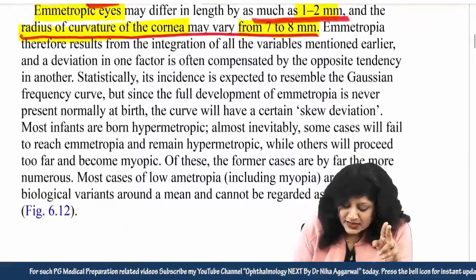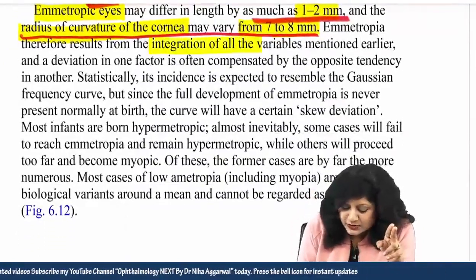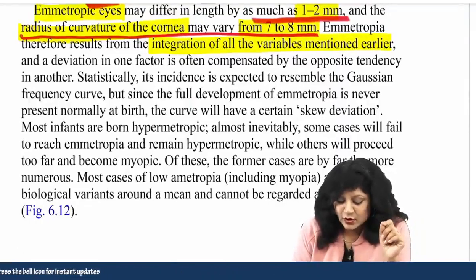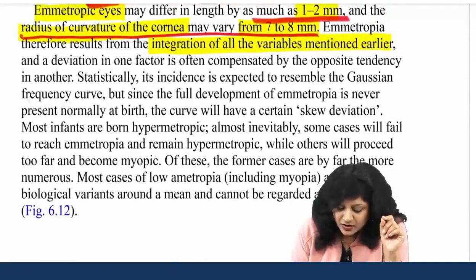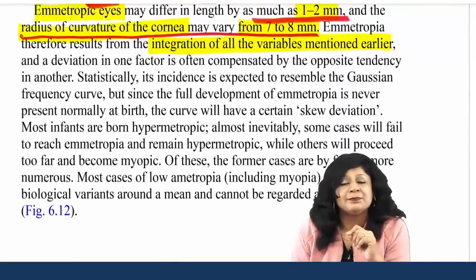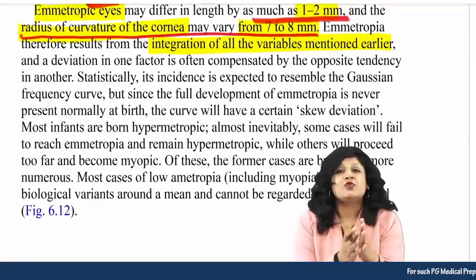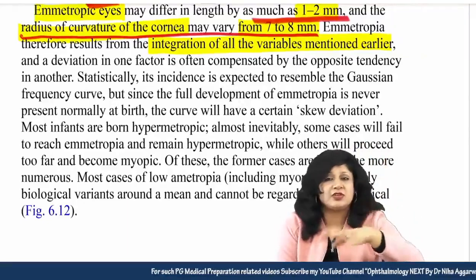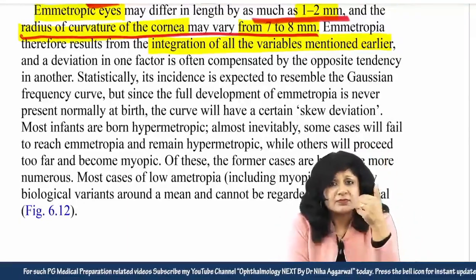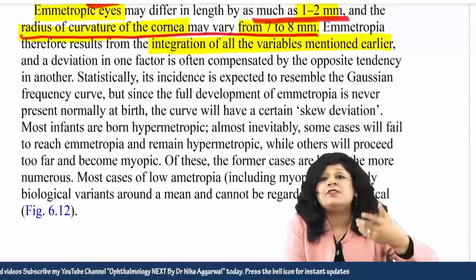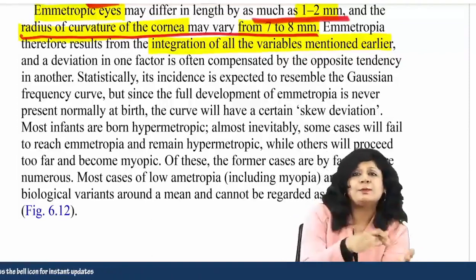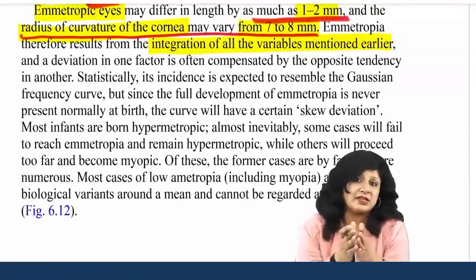Emmetropia therefore results from integration of all the variables mentioned earlier, and a deviation in one factor is often compensated by the opposite tendency in another. So what they are saying is that emmetropia does not mean that all the variables should be perfect. You can have slight variation in one or two variables, but if one variable is deviated, another variable will have an opposite tendency and compensate, and that is why the person is emmetropic.